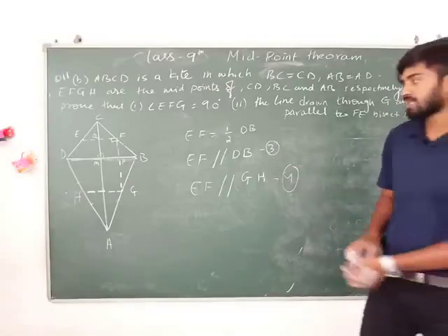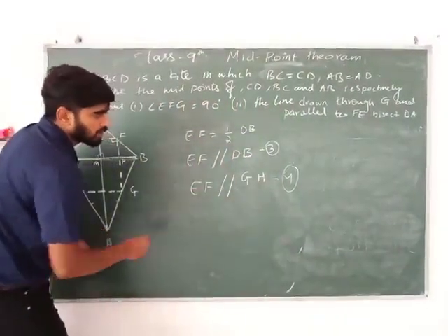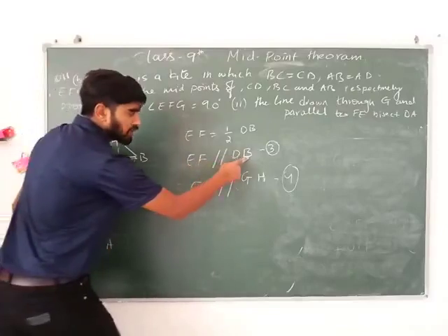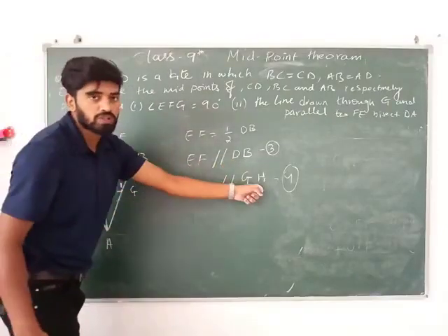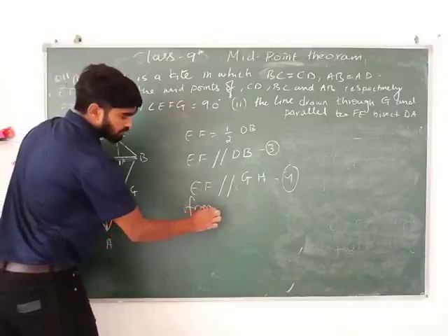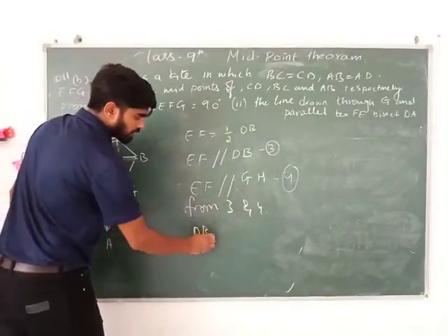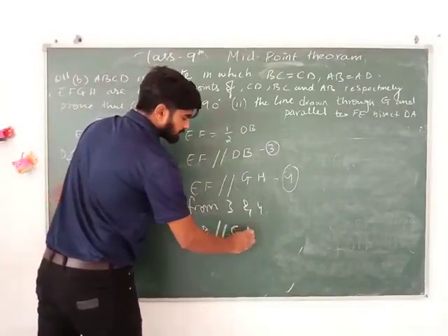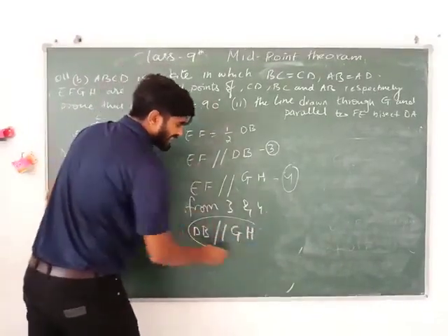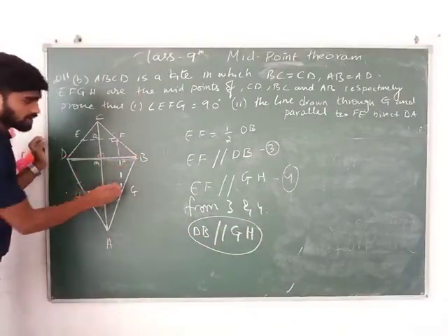So what do you observe from third and fourth equation? What I observe is that left hand sides are same. See left hand, so right hand side भी same होंगे. तो मैं क्या लिख सकता हूँ, अगर EF is parallel to DB and EF is also parallel to GH, so from third and fourth I can say DB is parallel to GH. Can I write like this? DB is parallel to GH.